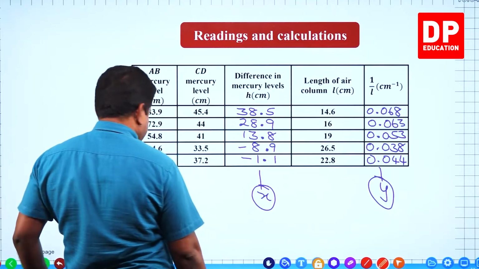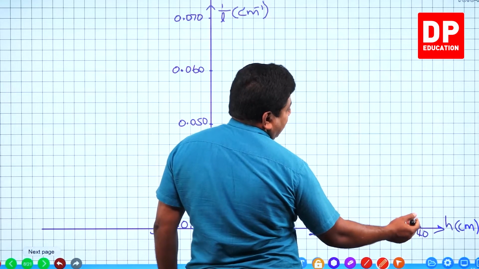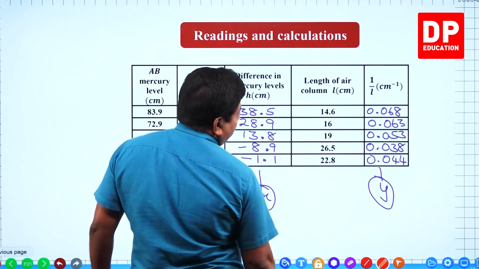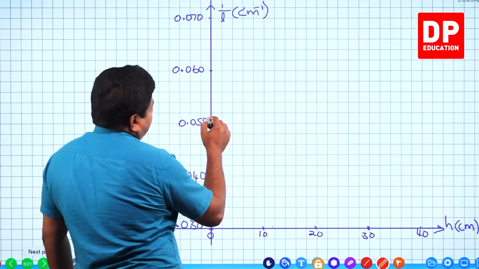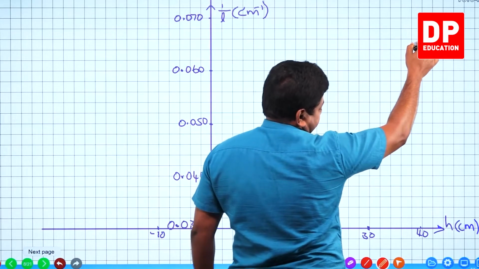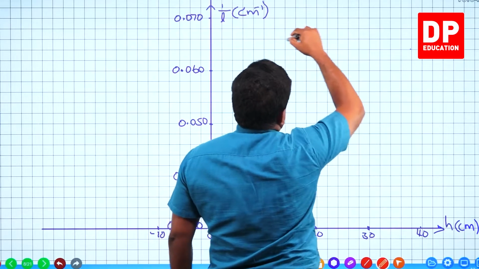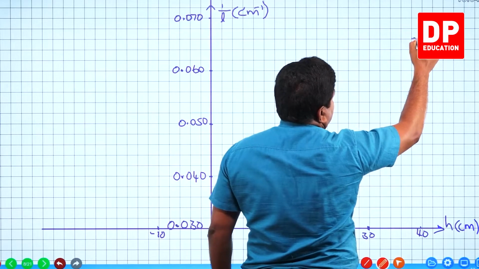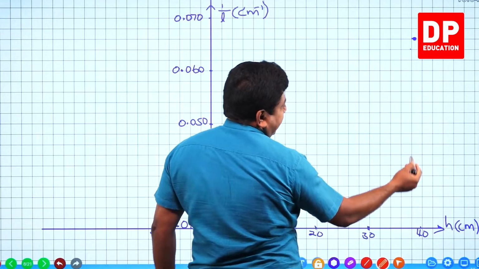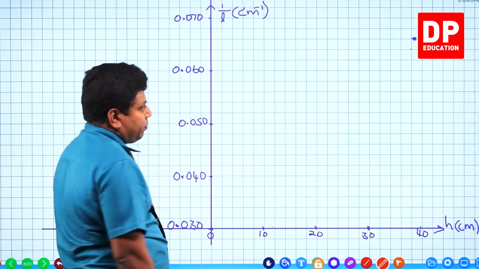38.5, 0.068. 38.5, 30, 32, 34, 36, 38. Just after this line, 38.5 and 0.064. 0.062, 0.064, 0.068 here. It must be this point. Just after, see, this is where 38 is. We have 38.5. So just after 38 at 0.064.